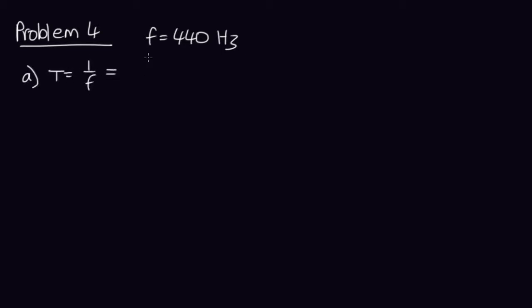Okay, this is problem 4. In this problem, tuning A for musicians has a frequency of 440 Hertz. And we're asked, part A, what's its period? The period is the inverse of the frequency. So it's 1 divided by 440, and that gives us 2.27 times 10 to the minus 3 seconds, or we could write that as 2.27 milliseconds.